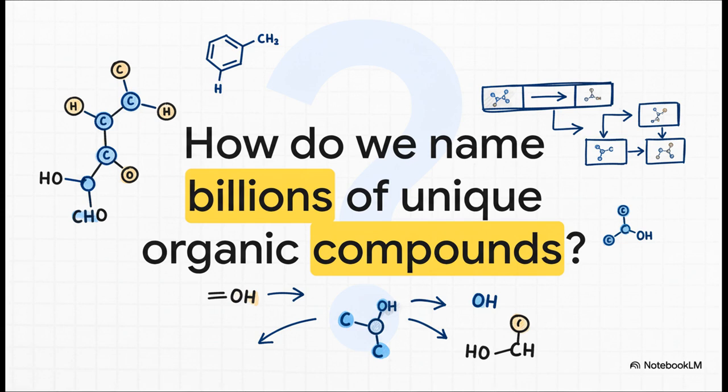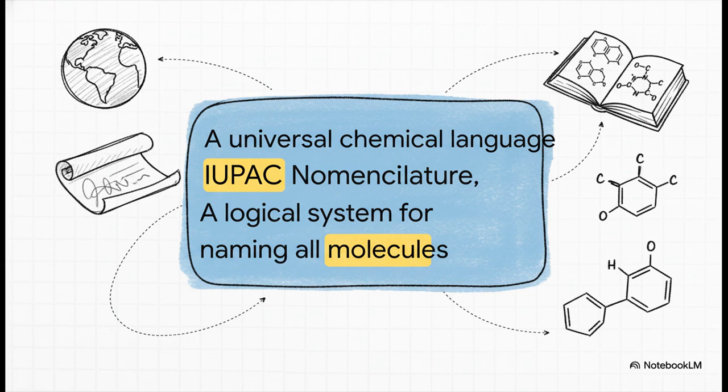Think about it. Every single one of those billions of molecules needs a unique name, a name that tells you exactly what it is. You'd think you'd either run out of names or the system would be so ridiculously complicated that no one could ever figure it out. But, well, chemists came up with a really elegant solution to this whole mess. It's called the IUPAC system. Now, that's a mouthful. It stands for the International Union of Pure and Applied Chemistry.